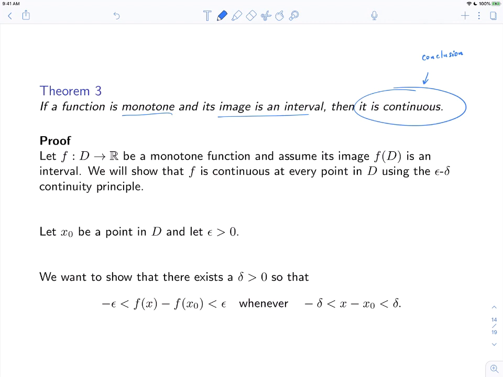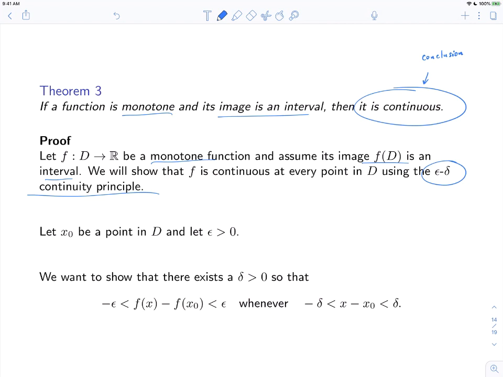So we're going to start with f, a function from D into R, and we're going to assume that it's monotone, and we're going to assume that its image is an interval. Our objective is to show that f is continuous at every point in the domain. So we're going to proceed using the epsilon delta continuity principle. That is, we're going to show that it satisfies the epsilon delta criterion at x naught. So, to that end, let x naught be a point in D.